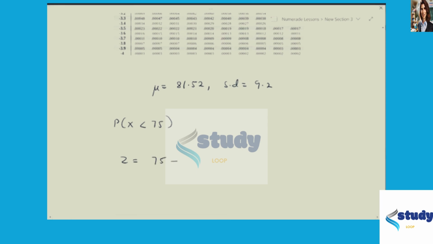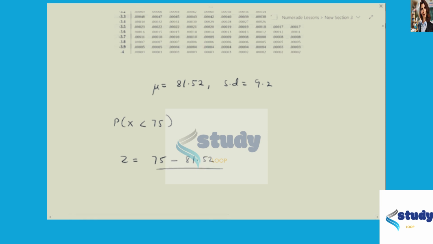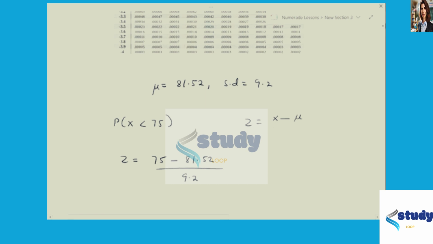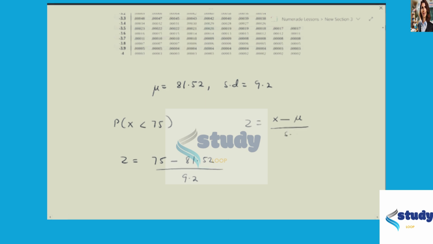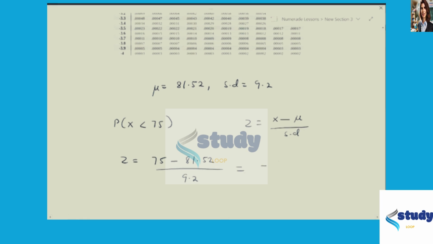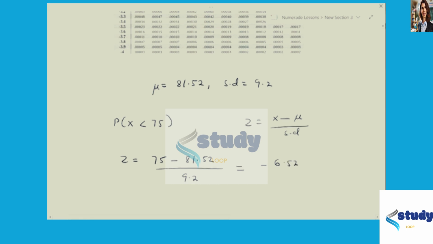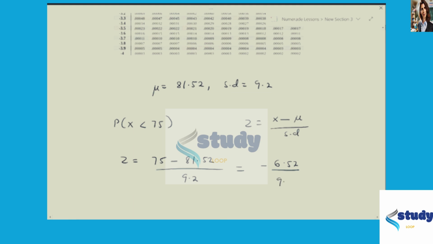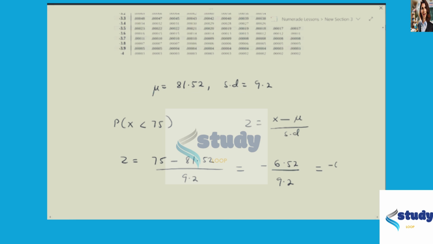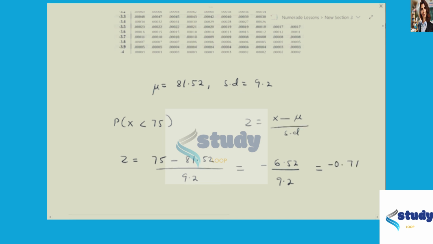So 75 minus 81.52 all over 9.2, because the z is the score you are looking for minus the mean all over the standard deviation. Okay, so here we have negative 6.52 all over 9.2, and that gives us negative 0.71.